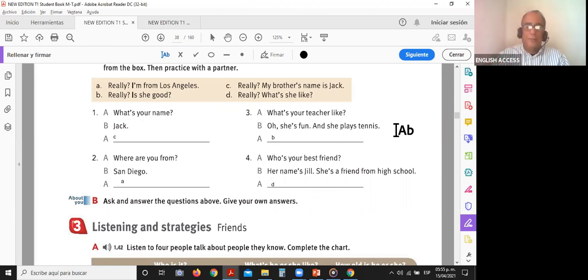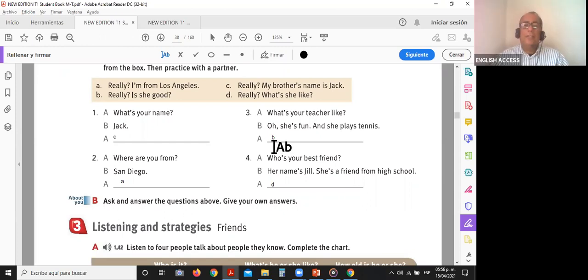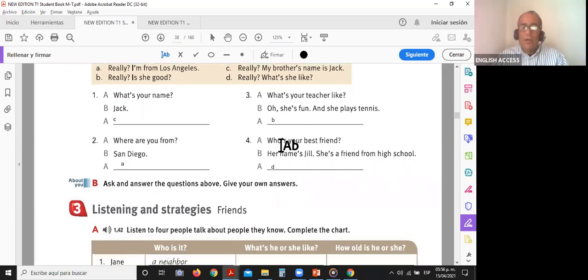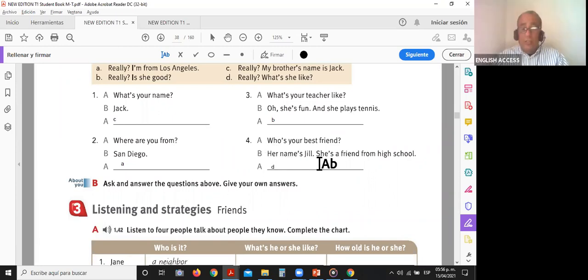Fatima and Carolina, number 3. 1, 2, 3, go. What's your teacher like? Oh, she's fun. And she plays tennis. Very good. Really? Really? Is she good? Very good exercise. Now Carolina and me. Who's your best friend? Her name's Jill. She's a friend from high school.